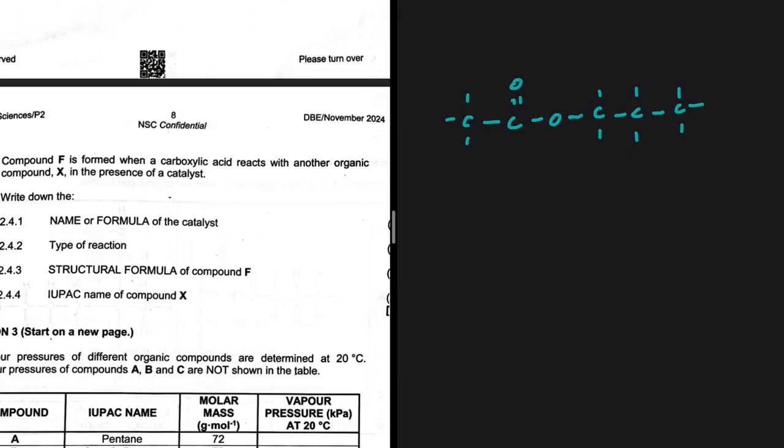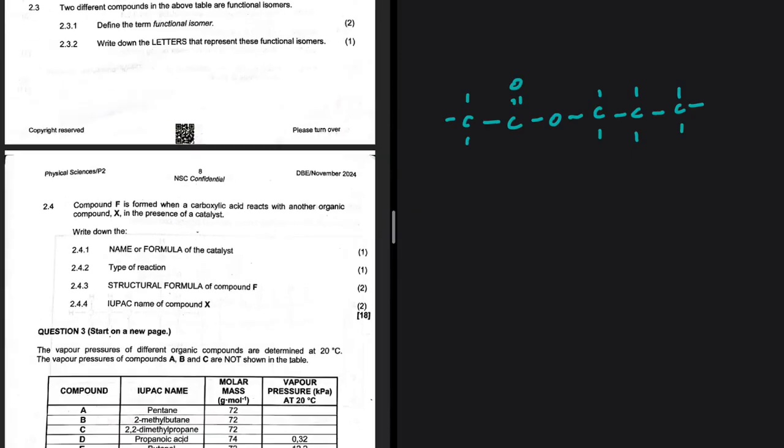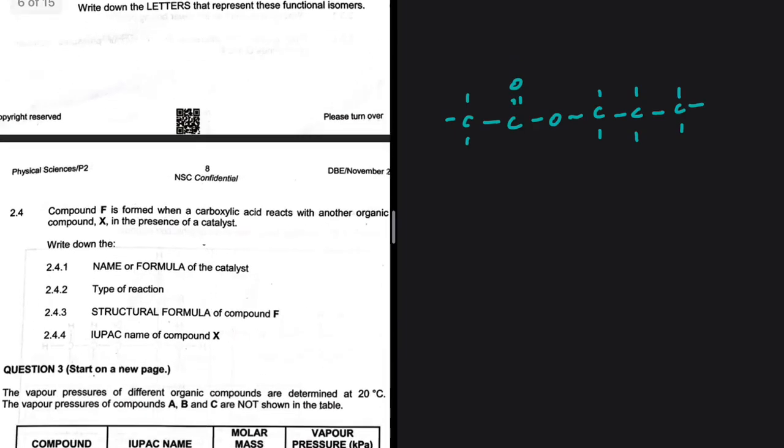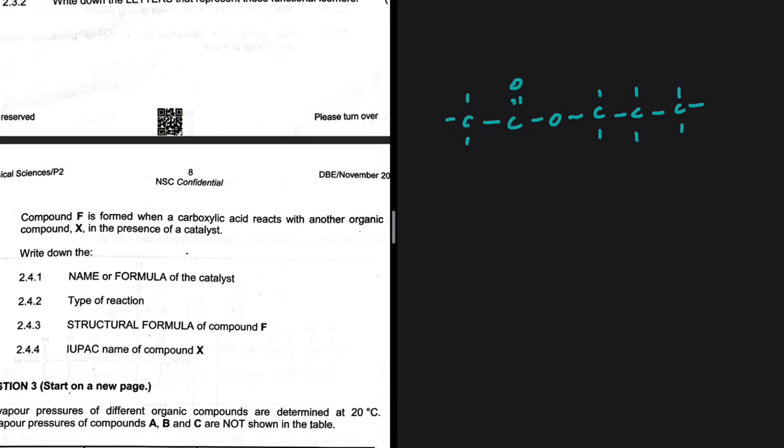So compound F is formed when a carboxylic acid reacts with another organic compound X. Oh, X is not here on the table, it's just an unknown organic compound, right? So 2.4.1, name or formula of catalyst used. Obviously H2SO4, or sulfuric acid, because this is an ester. If it is formed from a carboxylic acid, it has to be reacting with alcohol.